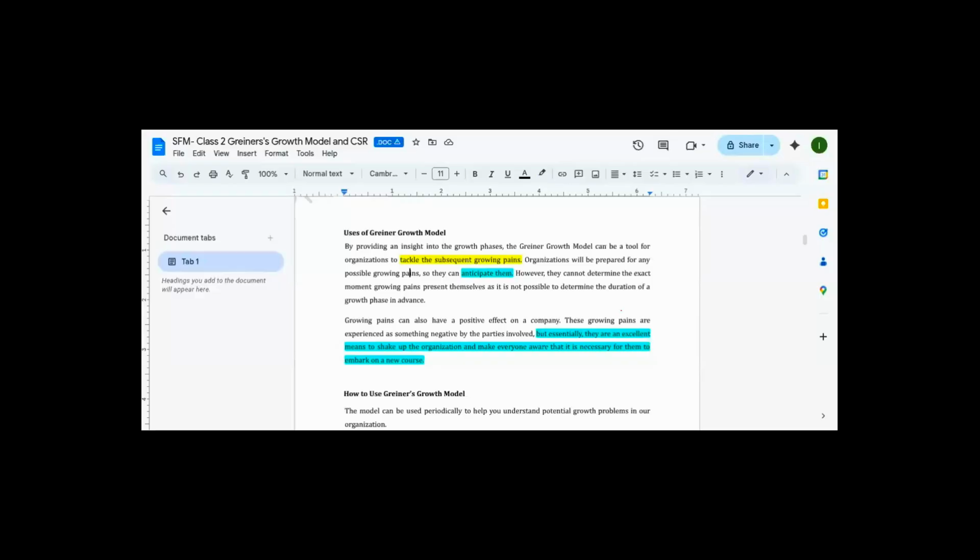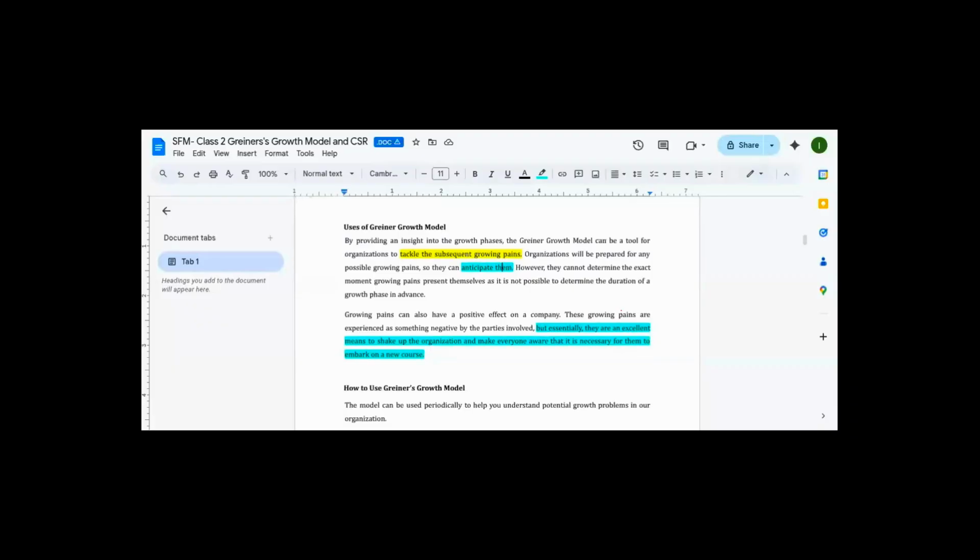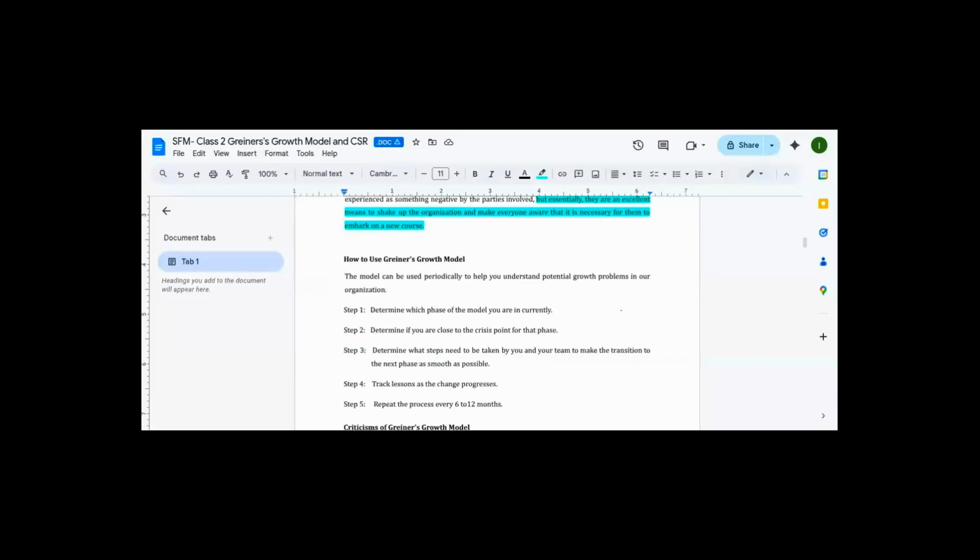So this model helps us to anticipate uncertainties and challenges and put in place strategy to cushion against these challenges and business risks. So there are many advantages that we can gain from it.